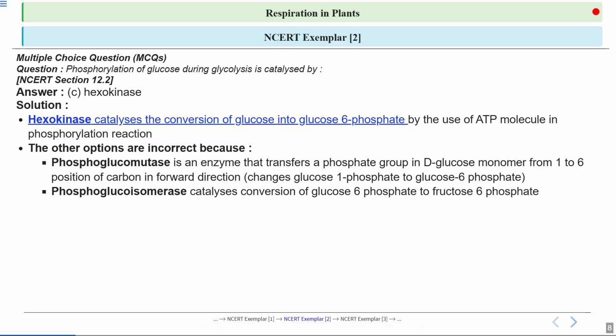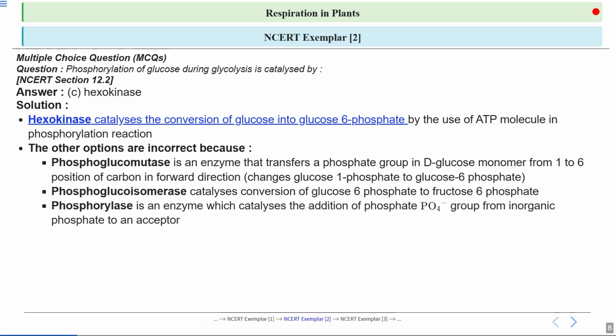Then if we look at phosphoglucoisomerase, it acts after the initial phosphorylation. Basically it changes glucose 6-phosphate into fructose 6-phosphate, which is a necessary step for glycolysis to continue. The other option is phosphorylase. This is an enzyme which catalyzes addition of a phosphate group from inorganic phosphate to an acceptor. That is, it adds a phosphate group from inorganic phosphate, not from ATP, and it is mainly involved in breaking down storage molecules like glycogen or starch.